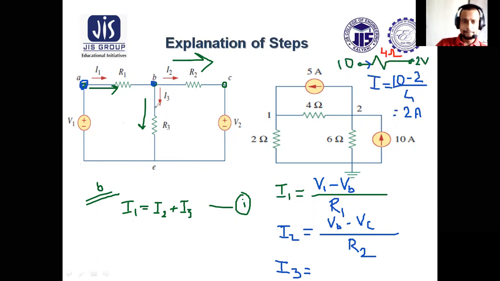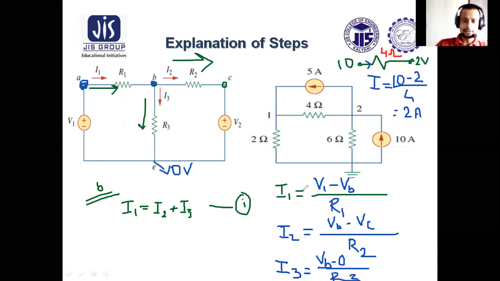I3 is flowing from B to E. E is at ground potential, means 0 volt. So I3 can be written as: I3 is flowing from B to E. B point is having VB voltage, minus E point is having 0 volt, divided by R3.